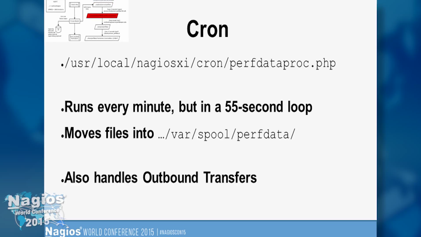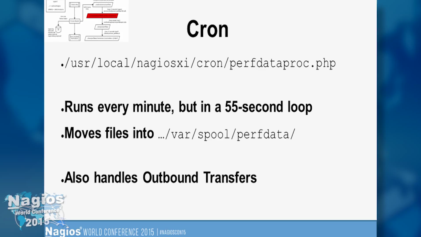So the next one is cron. Cron comes up and it runs this every minute: user local Nagios XI cron perfdataproc.php. Now it's run every minute, but only kinda. It actually stays alive for 55 seconds, and then it exits out. So during that 55 seconds, it's constantly in a loop, processing the performance data and doing some other things.